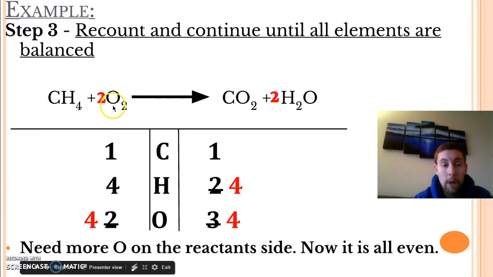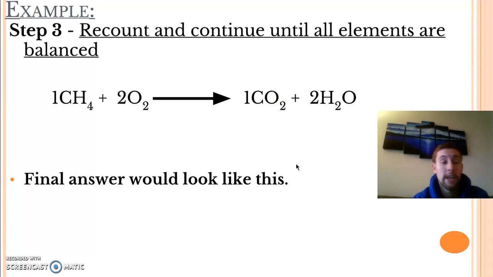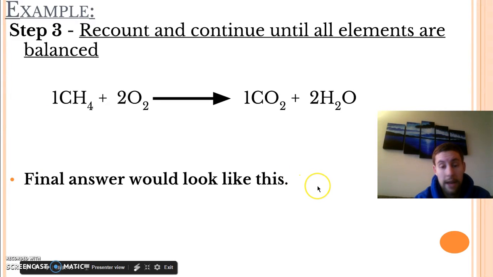Now, if these numbers could all be divided by something, we have to do that. But since it's a 1, a 2, a 1, and a 2, it's as low as they can get. They can't be reduced anymore, so we're good. Our final equation would look like 1CH4 plus 2O2 goes to 1CO2 plus 2H2O. That's the final balanced equation. See? Not too bad. Let's try another one.